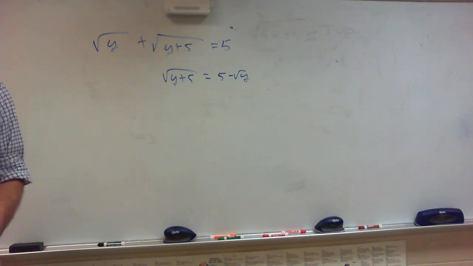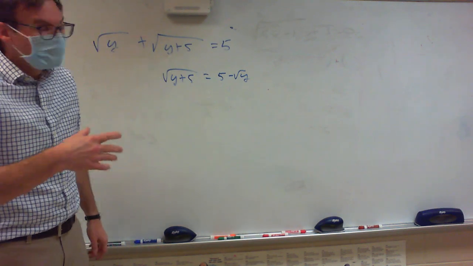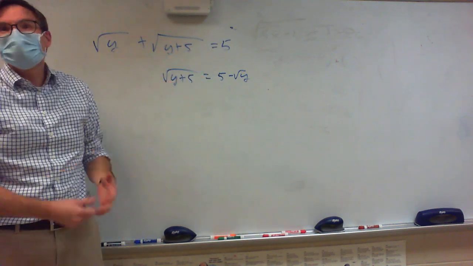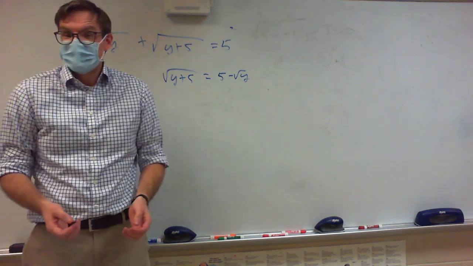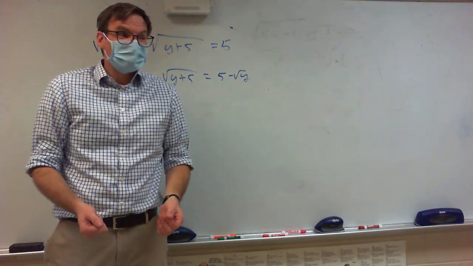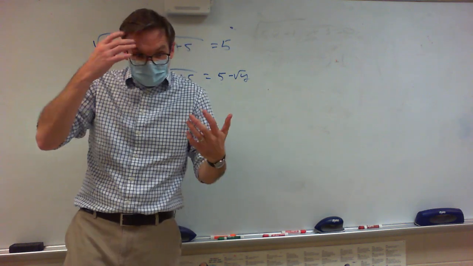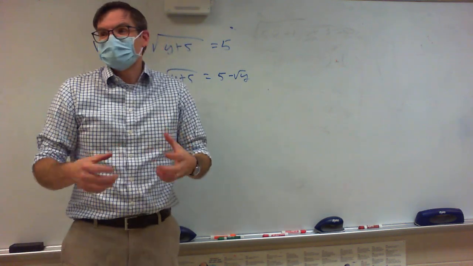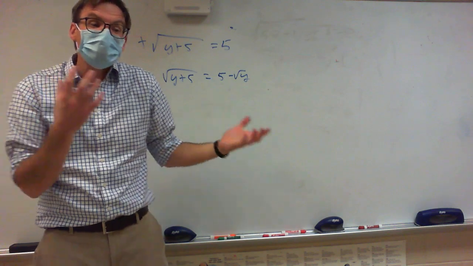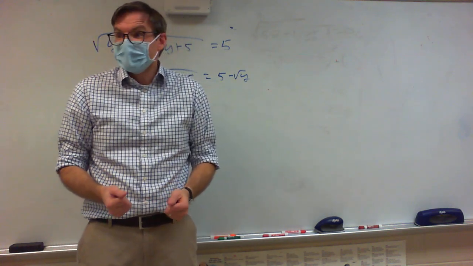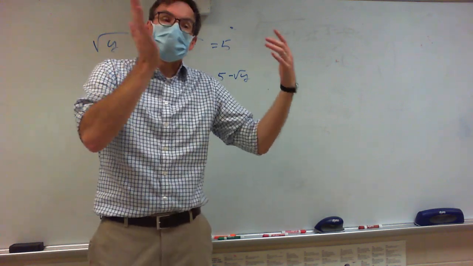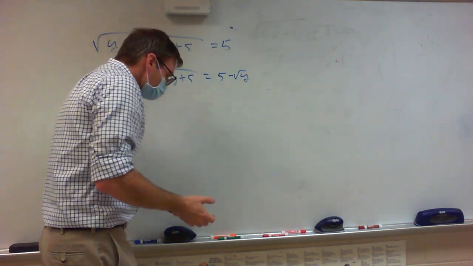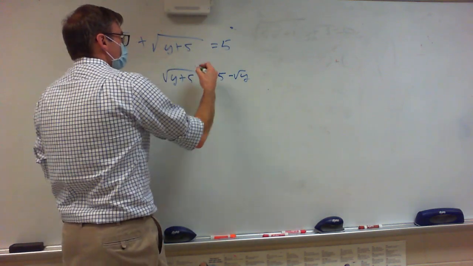Square both sides, right? So the big picture here is you can't get rid of two square roots at the same time. It's not possible. So don't try. Where I see a lot of students make mistakes is they try to get rid of both square roots at the same time, and you can't. All you can do is get rid of one square root, and then you get rid of the next one. So to get rid of one square root, we're going to square both sides.